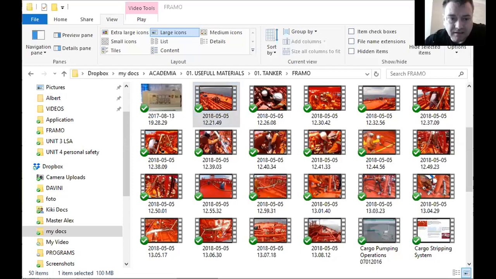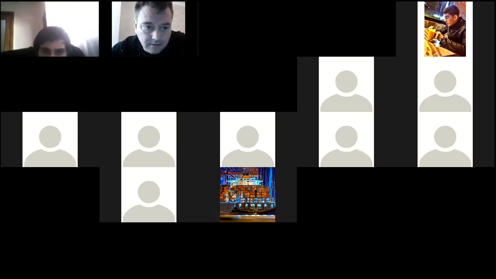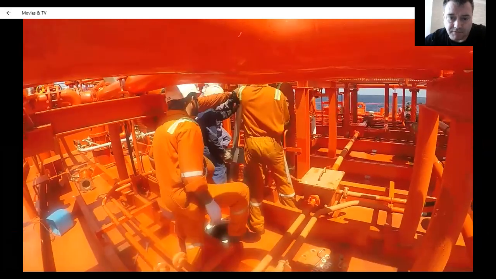Okay, so this one is training only. That was on board my vessel as an exercise. You see how many people are working to install the one emergency Framo pump. You have to open all the valves and remove all the bolts. Next, you see how difficult it is to arrange.